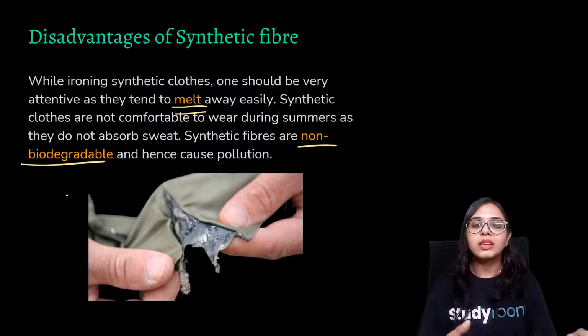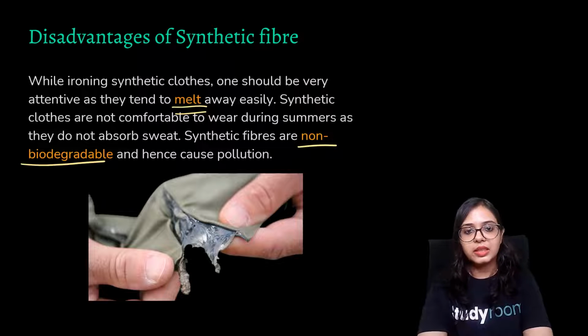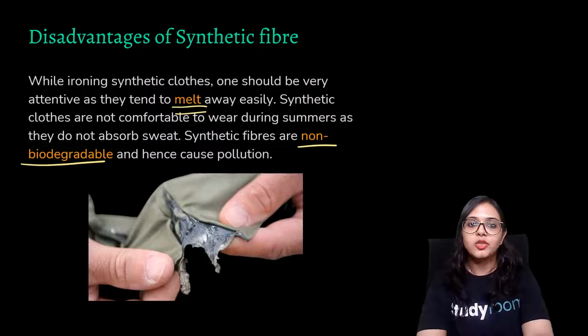So the disadvantages are that they melt away easily, they are not comfortable during the summer season, and they are non biodegradable. So in this part of the chapter, we had a very deep look at what synthetic fiber is, what the uses of synthetic fibers are, what the different types of synthetic fibers are, what the advantages are, and what the disadvantages are.